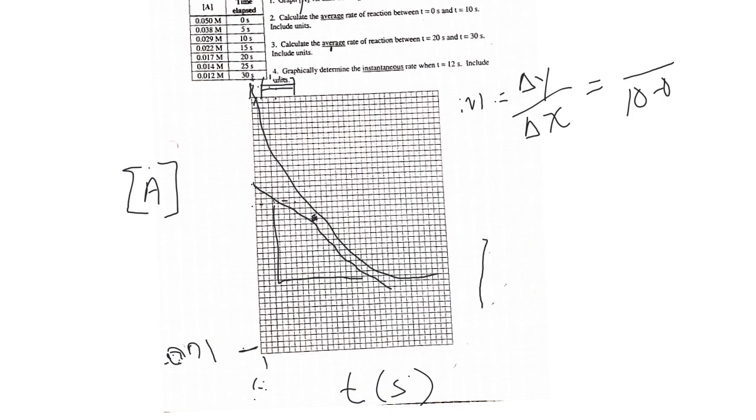All I want you to do is find the average and then find the instantaneous rates. All right, I'll give you a few minutes and then I'll show you my key, what I got, and we'll go over a few points there.